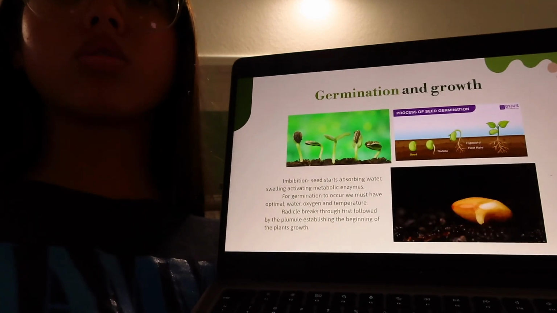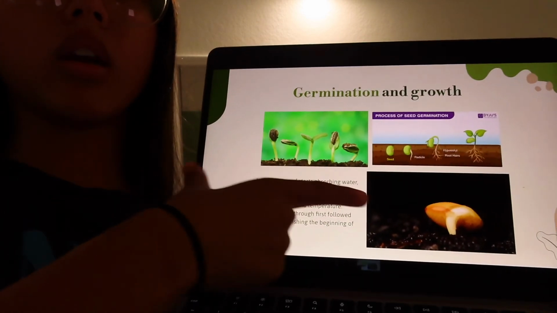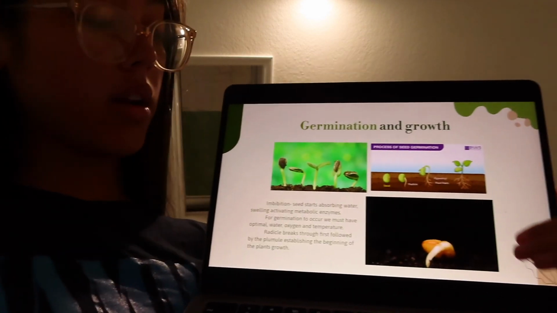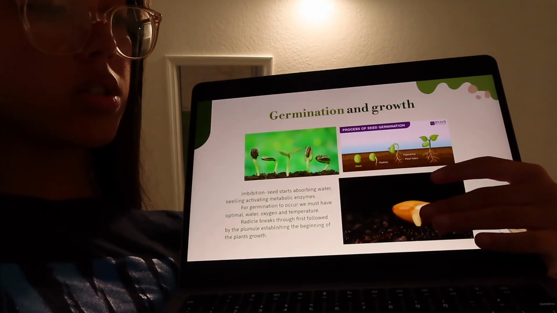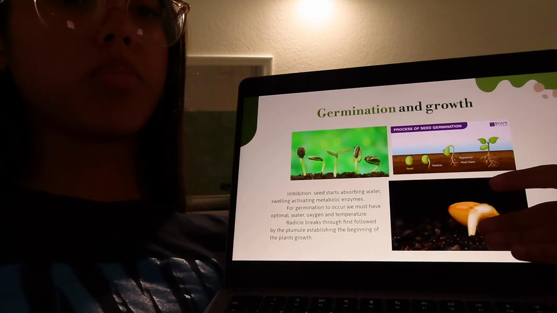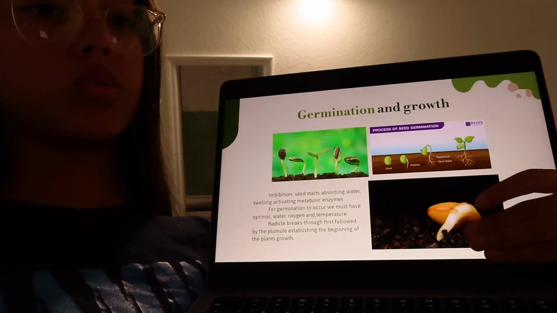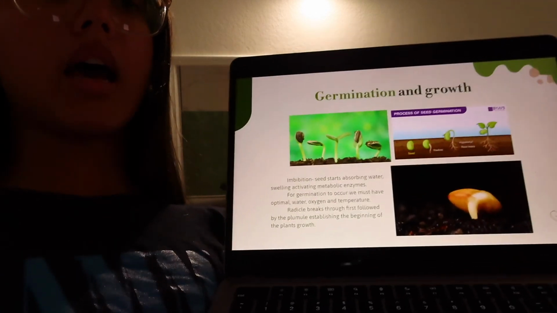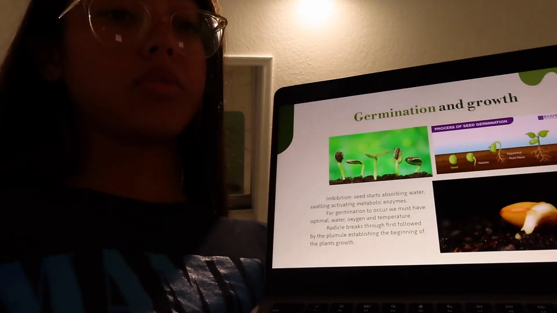The seed coat softens, as you can see here, and it breaks through. The radicle, which is the root, is the first thing that breaks through, and then the plumule shoots up, which is the beginning of the leaf. And as it shoots up, it starts to grow.